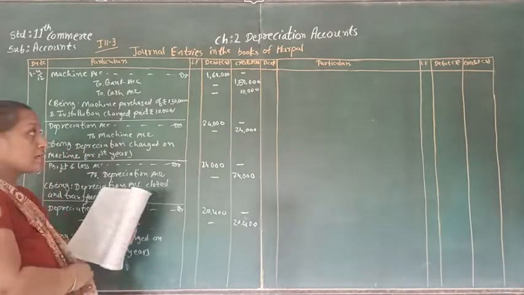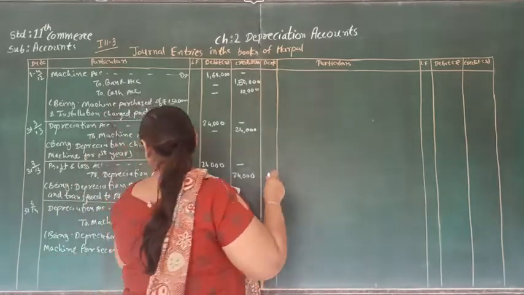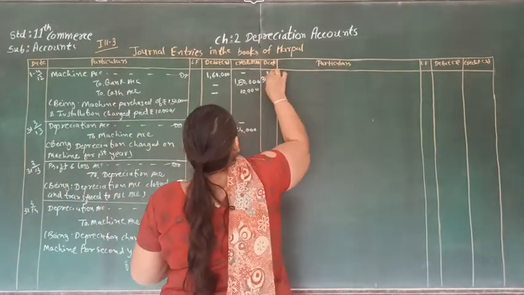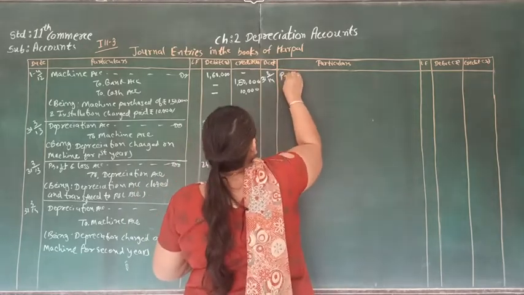Now we have to close the depreciation account and transfer it to the profit and loss account. For that, on the same day, 31/3/14, profit and loss account debit to depreciation account.